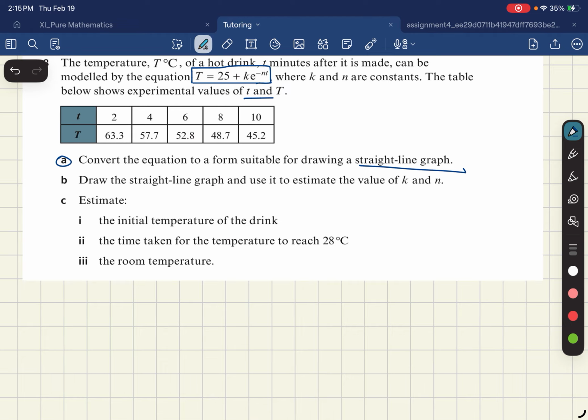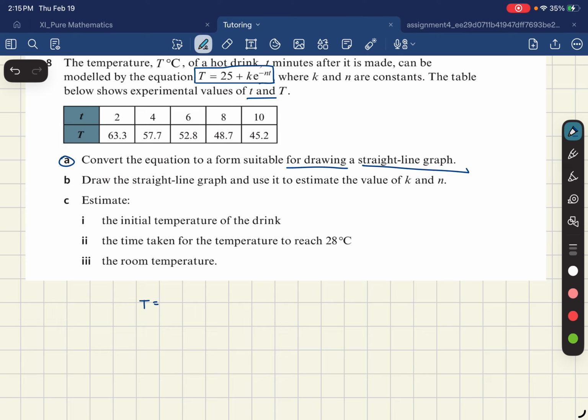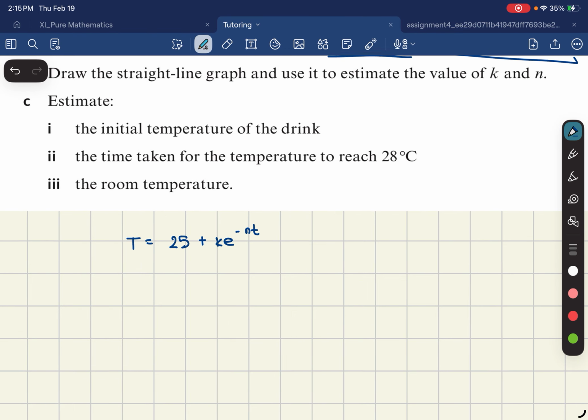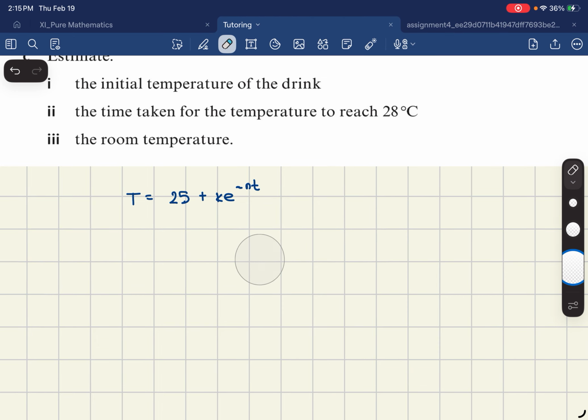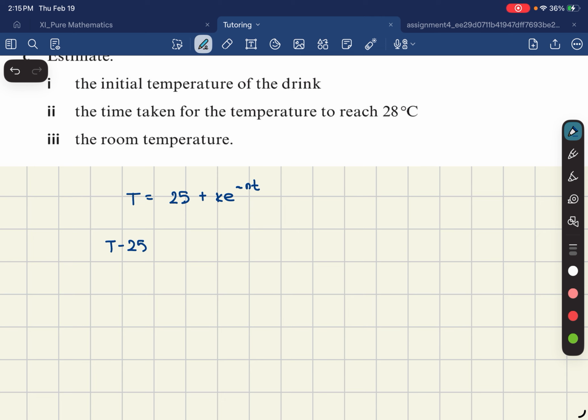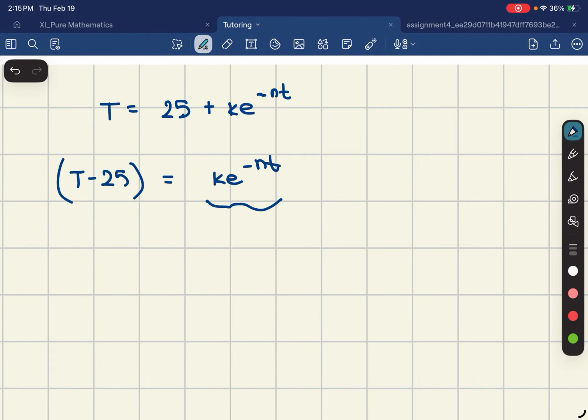So basically, it asks you to convert this equation to a suitable form for drawing a straight line graph. So T is equal to 25 plus k e^(-nt). Now, if you directly take the natural log of both sides, you get ln(25 + k e^(-nt)), and this is not easy to work with because we don't have a rule that allows us to easily simplify this. So instead, we'll subtract 25 from both sides, giving T - 25 = k e^(-nt). Now, if I take the natural log of this side, that is something that I can solve.